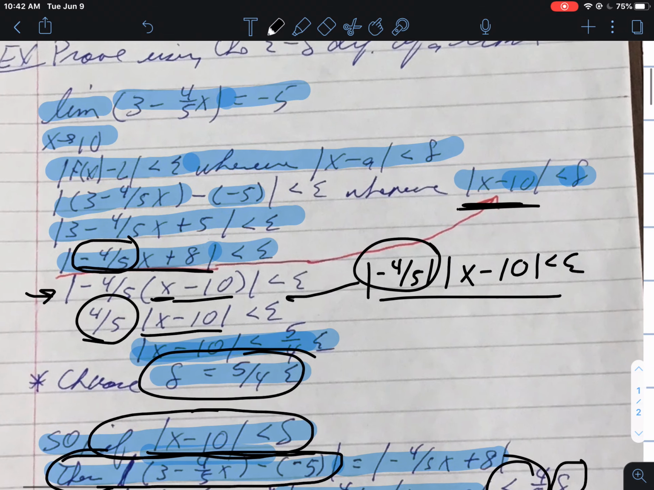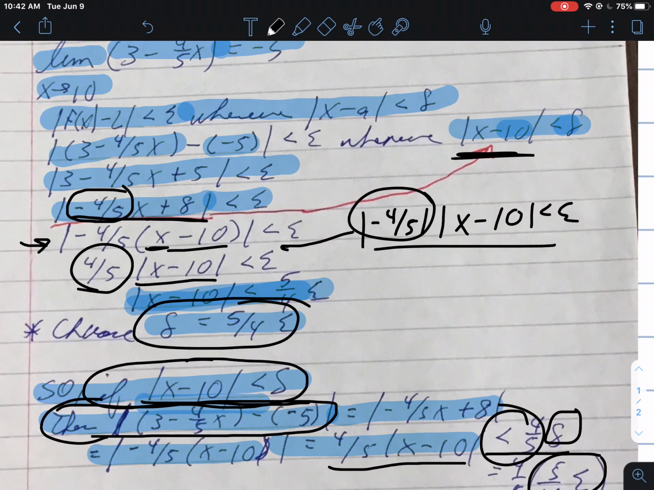All right, that's it for that section. That's 2.4. It's a tricky section, so be careful.